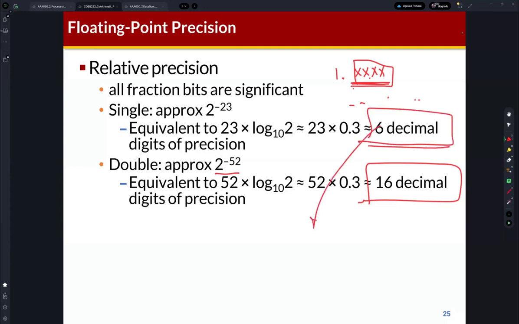So what does that mean? It is equivalent to 2.12345, this amount of precision. Okay, the 6 decimal digits.